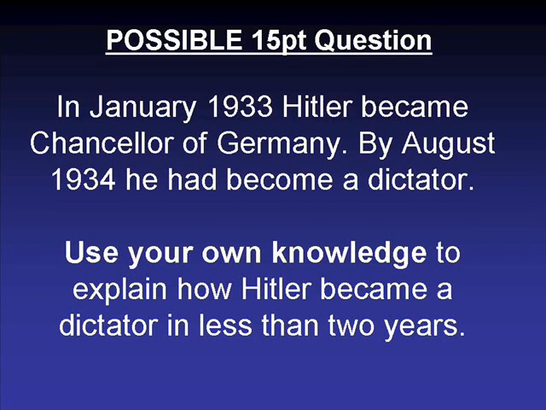Possible 15-point question. In January 1933, Hitler became Chancellor of Germany. By August 1934, he had become a dictator. The task is, use your own knowledge to explain how Hitler became a dictator in less than 2 years.